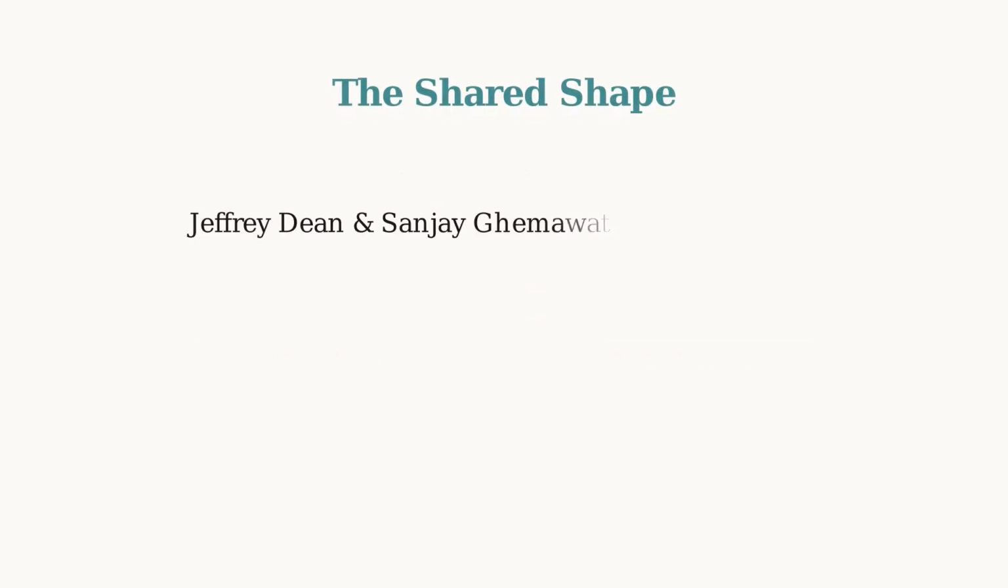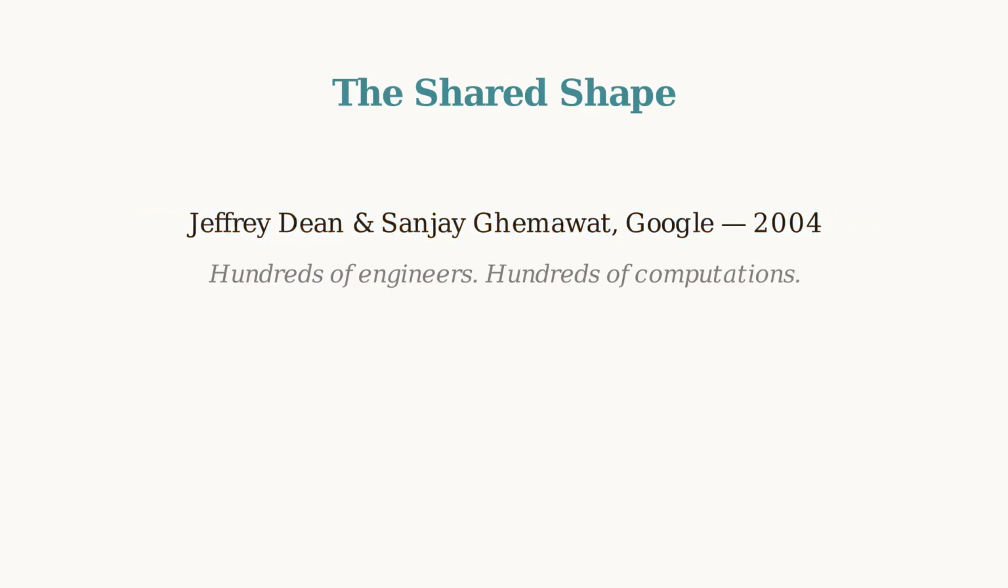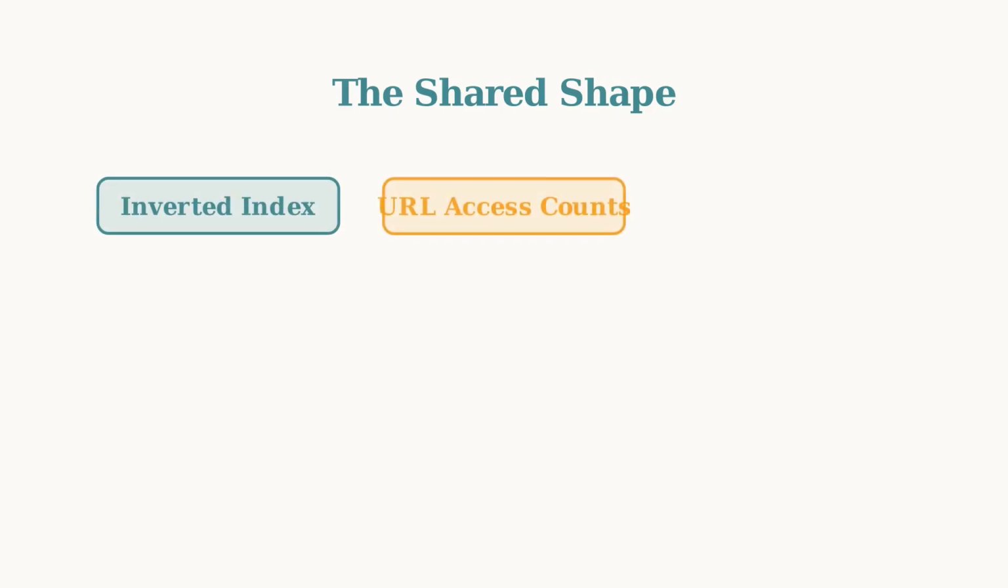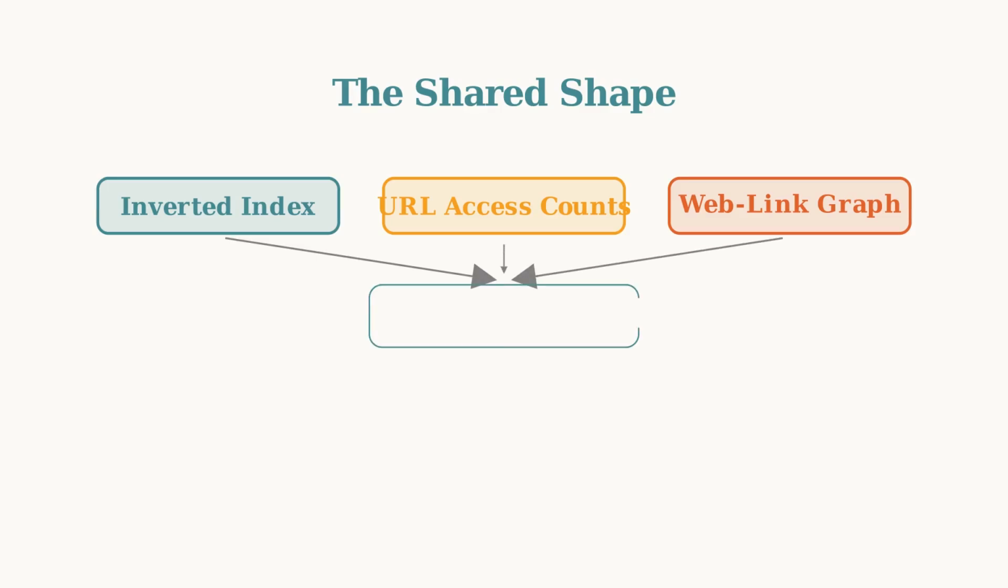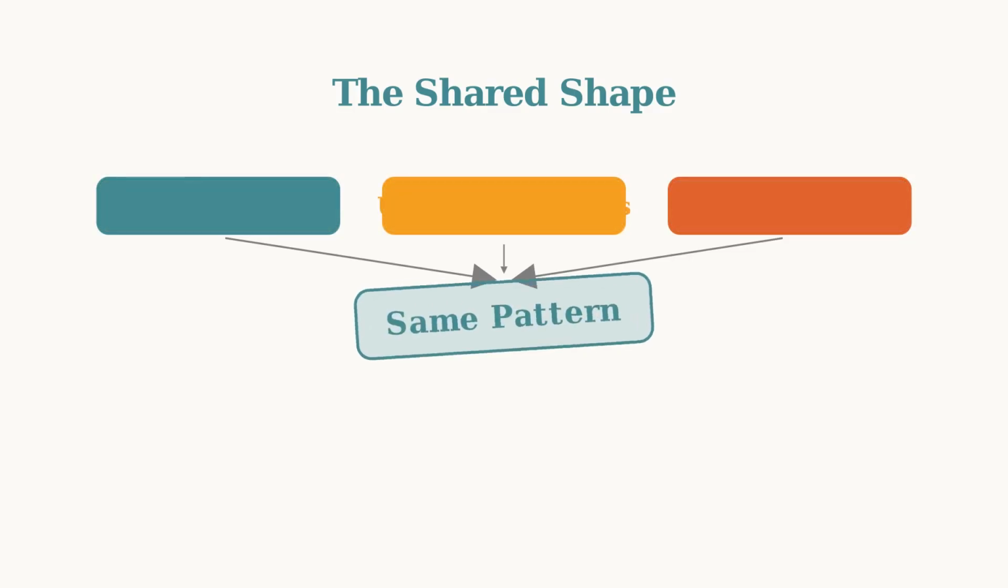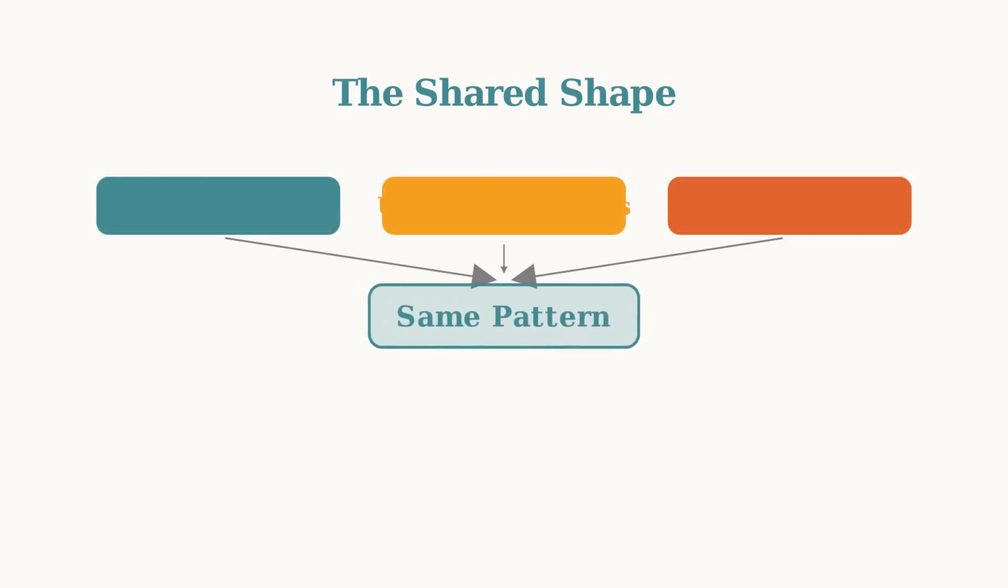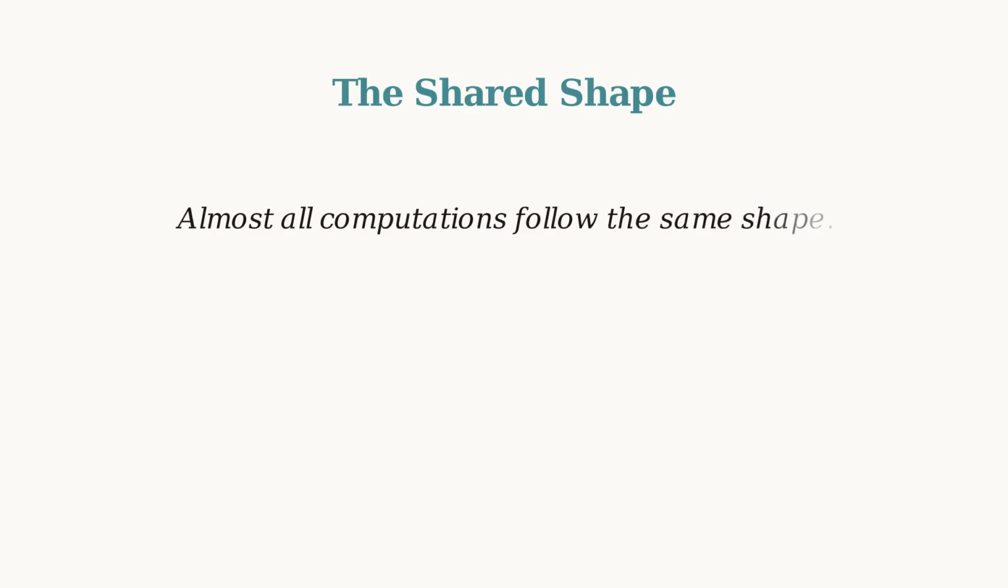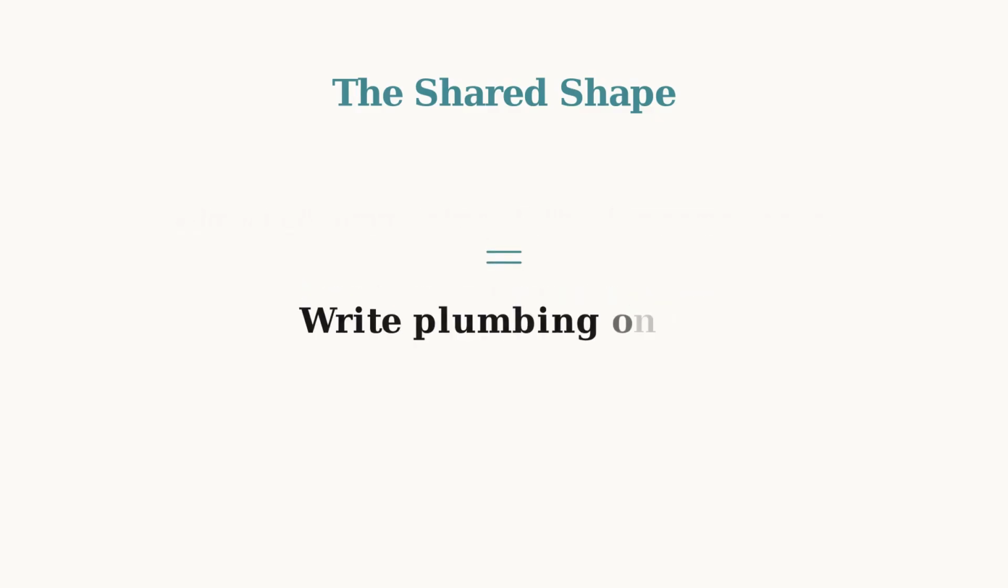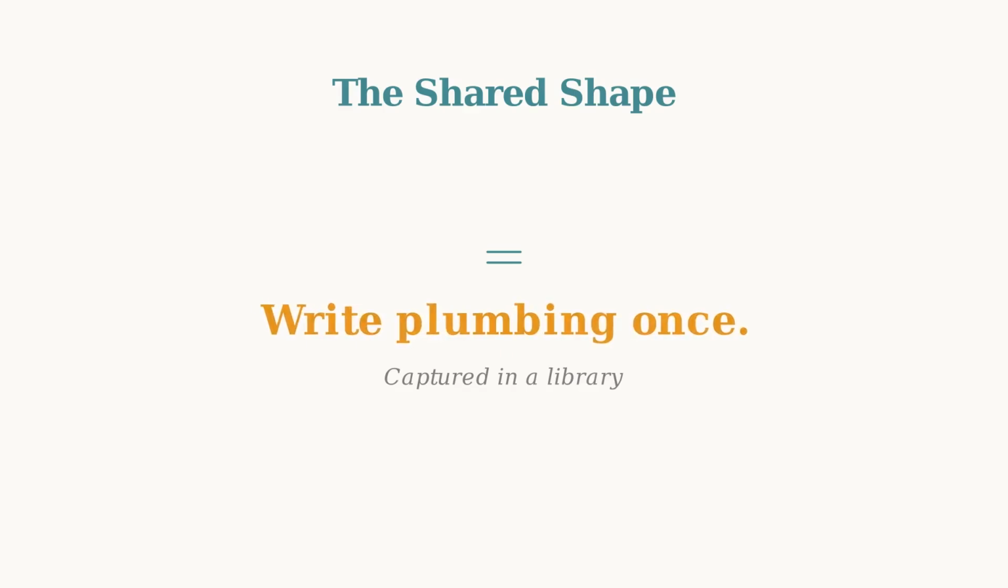This is the problem Jeffrey Dean and Sanjay Ghemawat set out to solve at Google in 2004. They had hundreds of engineers writing these large-scale computations, building inverted indices, analyzing crawl logs, computing web graphs, and every single one of them was rewriting the same distributed systems machinery. The insight of MapReduce is that almost all of these computations follow the same shape. If you can capture that shape in a library, the plumbing only has to be written once.